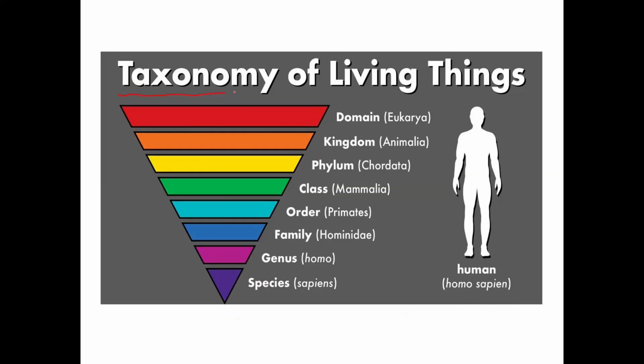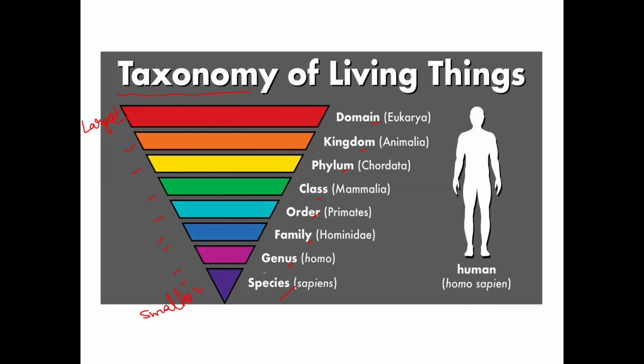Coming to taxonomy, we already discussed that it's a science of grouping organisms. These are the taxonomical levels, and the total taxonomical levels are 8: 1, 2, 3, 4, 5, 6, 7, 8. Domain is the largest level and species is the smallest one.